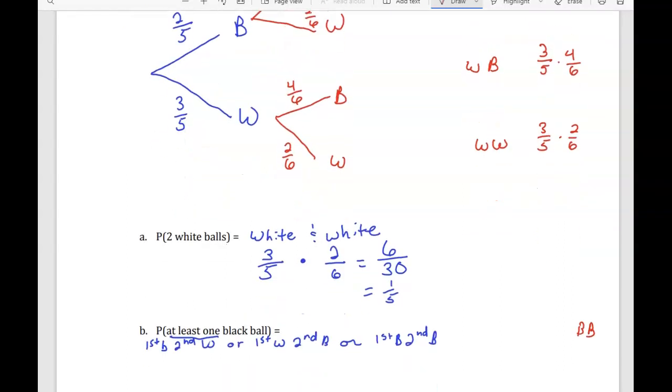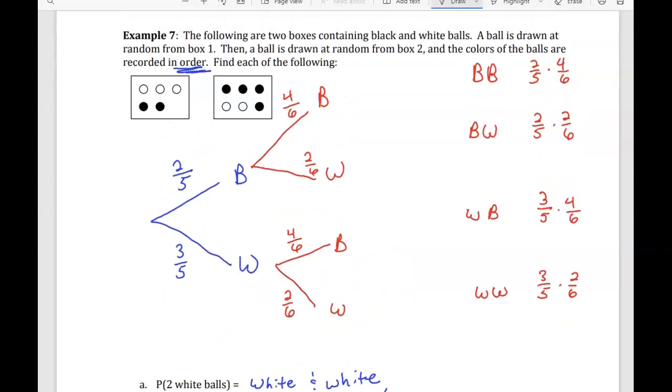And I think I made a mistake down here. Yes. The only time I don't get at least one black would be a white and a white. Because notice all three of these possibilities would be at least one black. So I can go through here, and like this one would be 8 over 30. This is 4 out of 30. This is 12 over 30. And this is 6 out of 30.